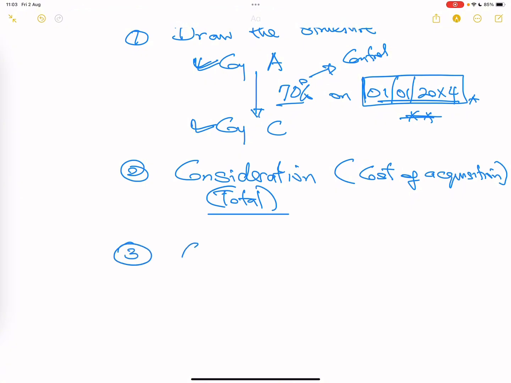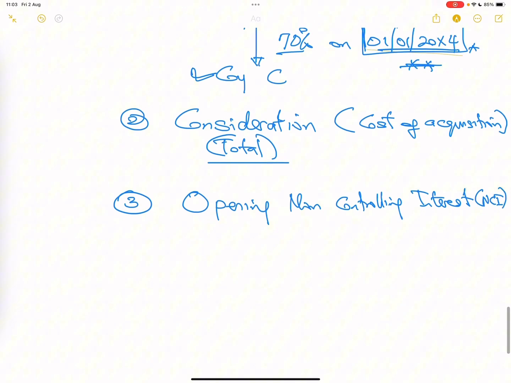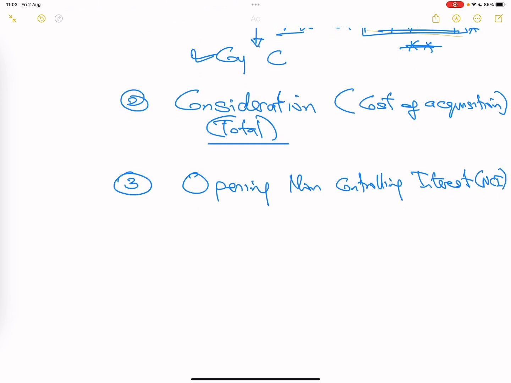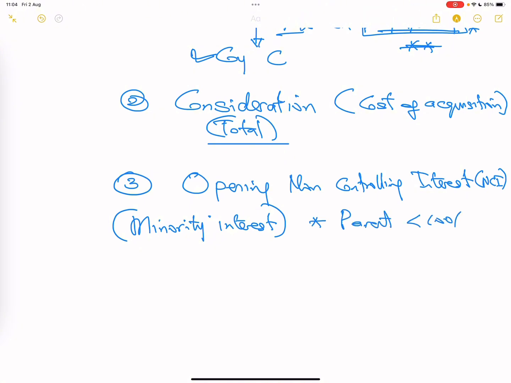Step 3, you need to calculate your opening non-controlling interest. Non-controlling interest is usually called NCI. And I will quickly explain what NCI is all about. NCI is also what we used to call the minority interest. If that is the word you are used to, that's an old word. And what does this mean? This usually exists when the parent has less than 100% in the subsidiary.